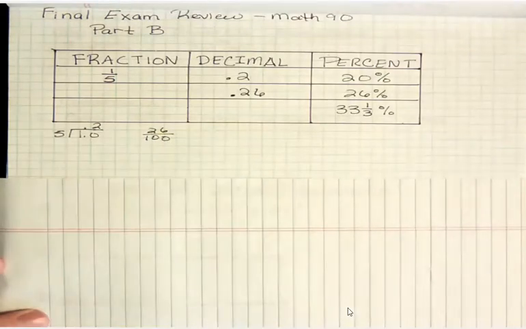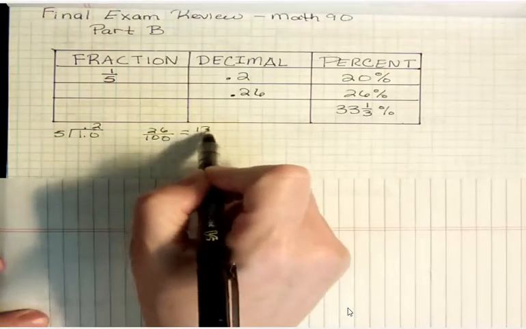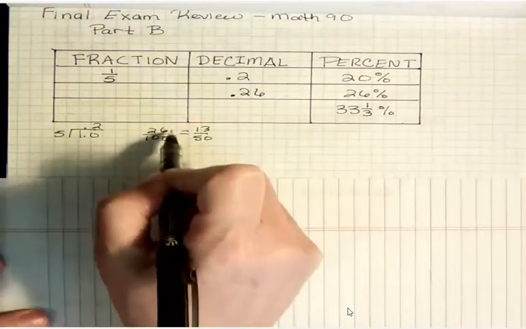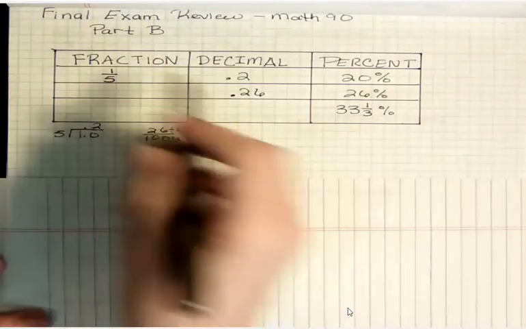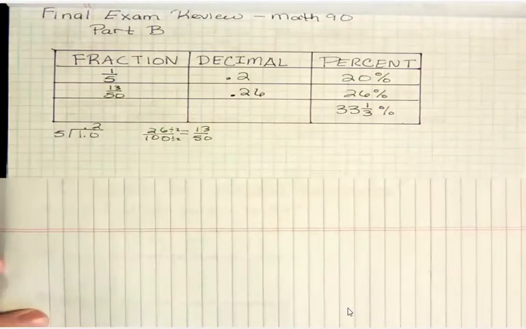And then like any other fraction, I always want to reduce to lowest terms. Once I reduce that, I divided both the top and the bottom by 2. Then I get 13/50ths. That would be the fractional equivalent of 26%, or 0.26 as a decimal.